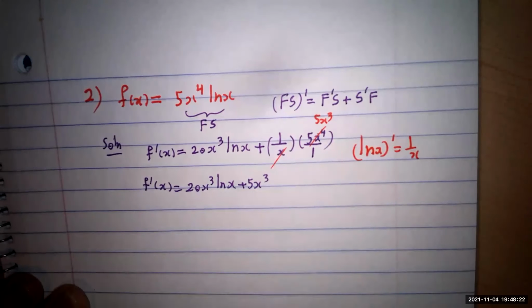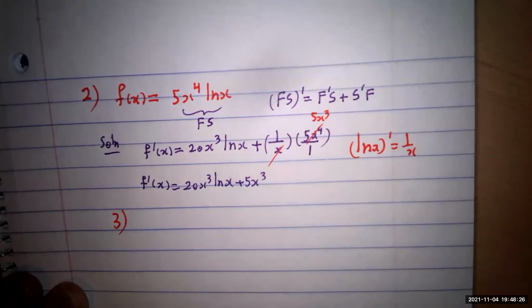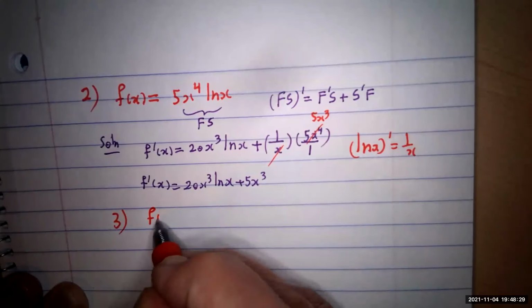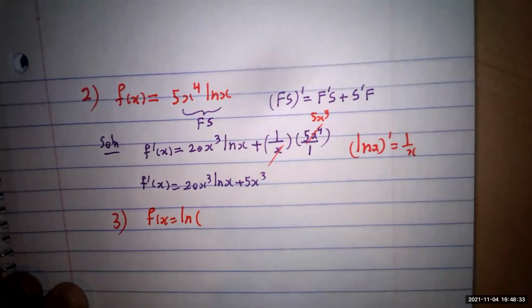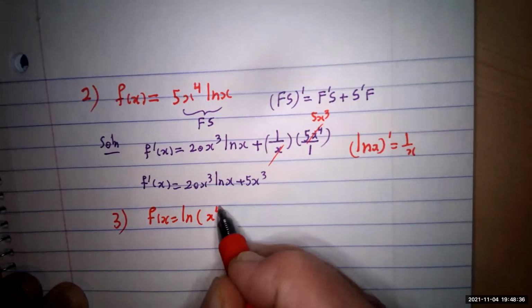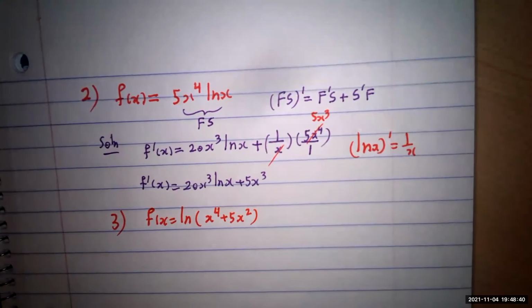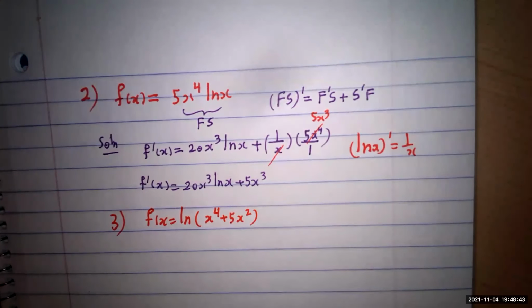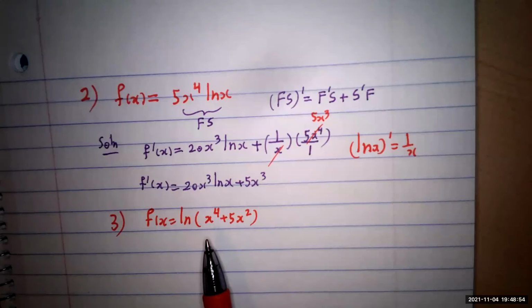So what's going to be the next one? Number 3. Number 3, look at this function. f of x equal to ln of x to the fourth plus 5x squared. So that's going to be the next case that we are going to have. Now, look at this one. It's not ln x, it's ln of something else.